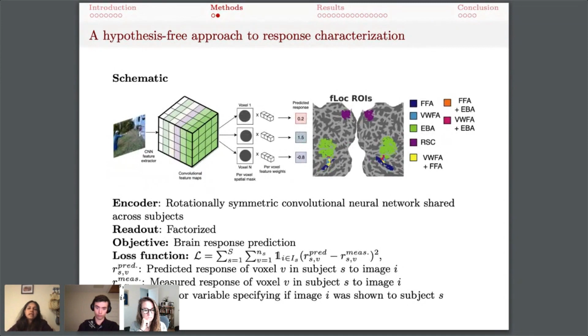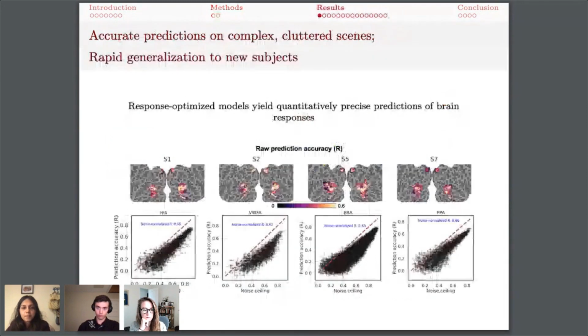And we trained the network on about 35,000 image stimuli and corresponding brain response measurements with a masked mean squared error loss, which accounts for the fact that images are mutually exclusive across subjects. So these 3 things, sharing the representational core network across subjects, sharing filter weights across visual field locations and orientations, and a factorized readout, jointly enable sample efficient training of these response optimized models.